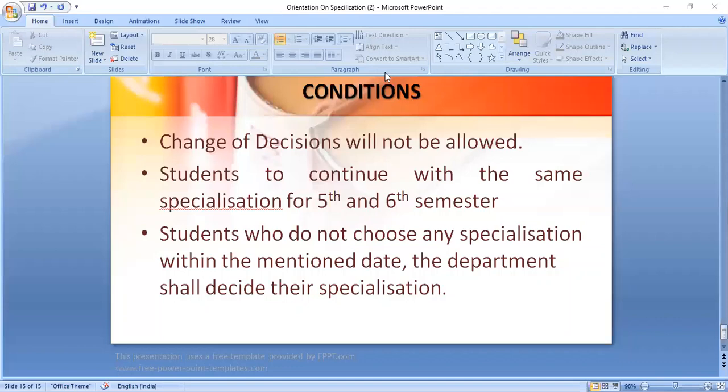Ma'am, is it compulsory to take a specialization? Yes, it is compulsory. You have to choose any one of them. We have given you 4. Are you BCom general or banking? General, ma'am. Yes, you will have to choose between accounts, finance or marketing.